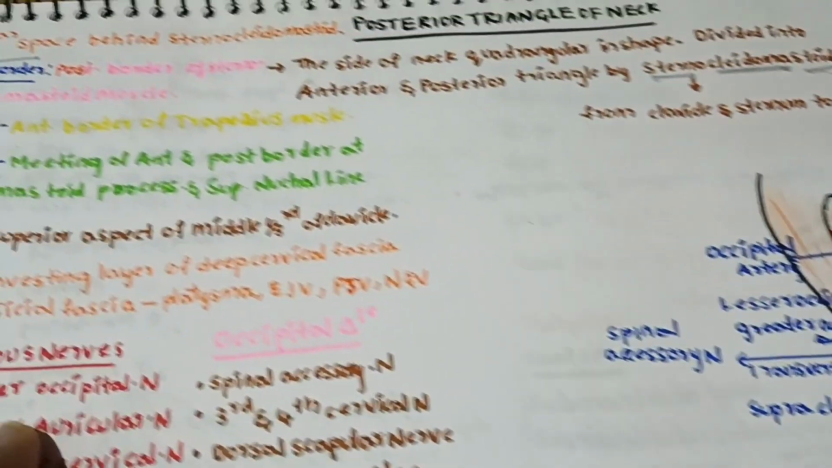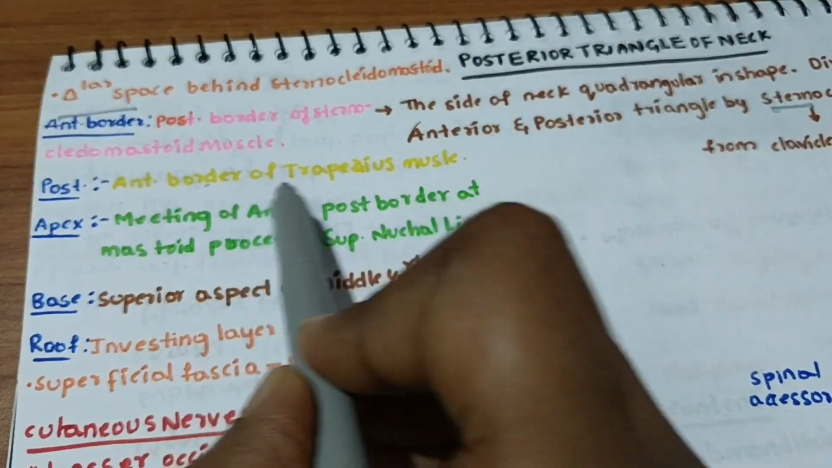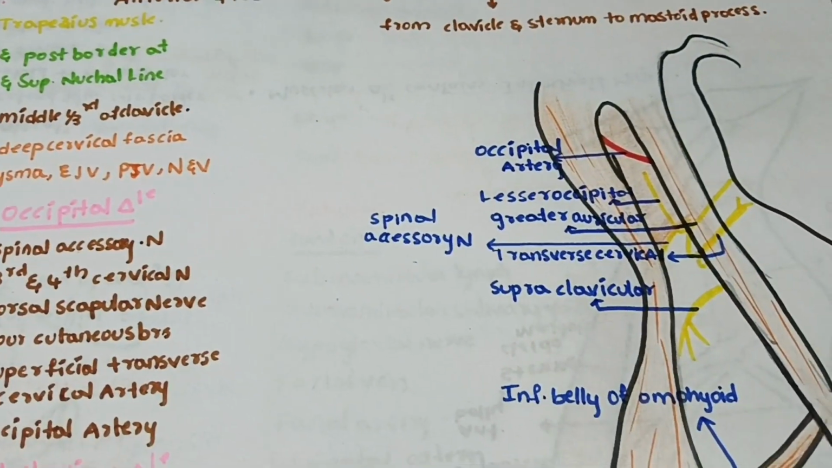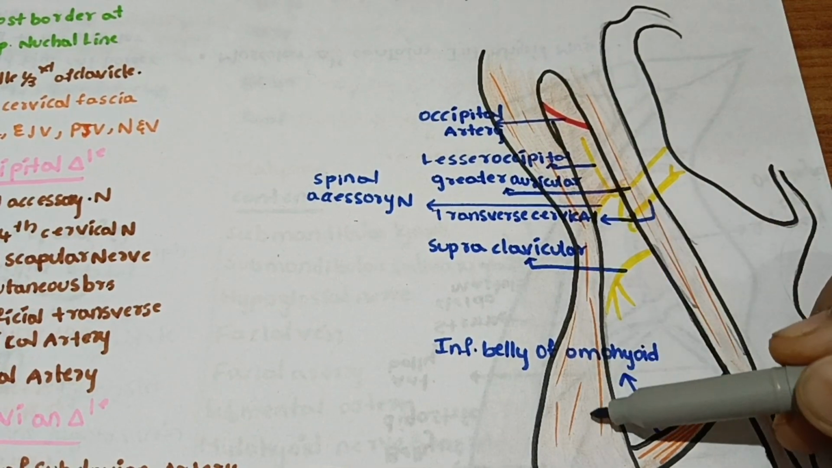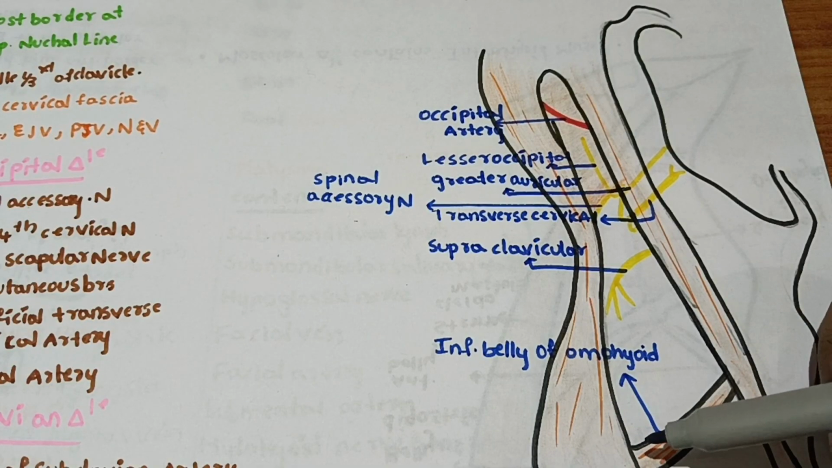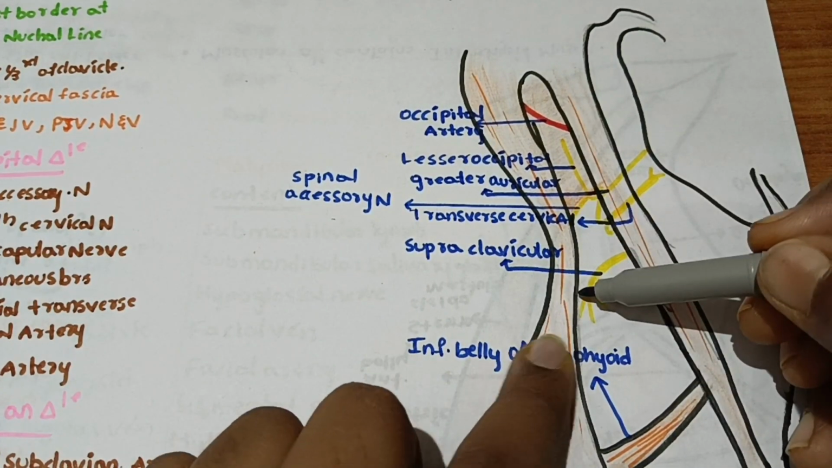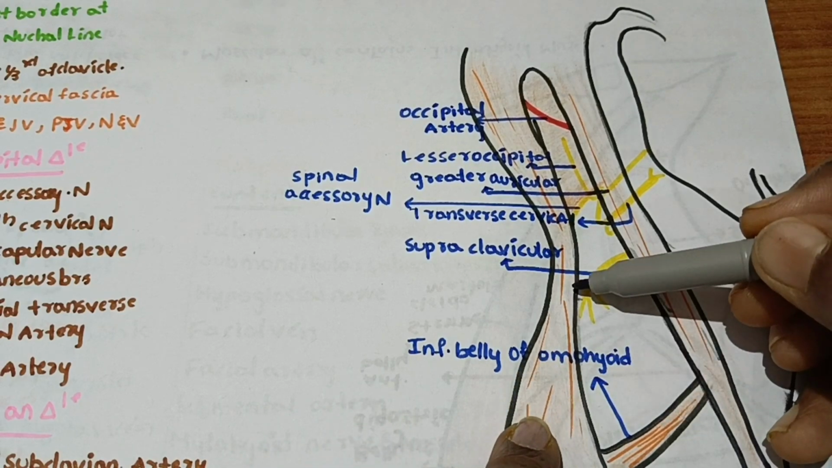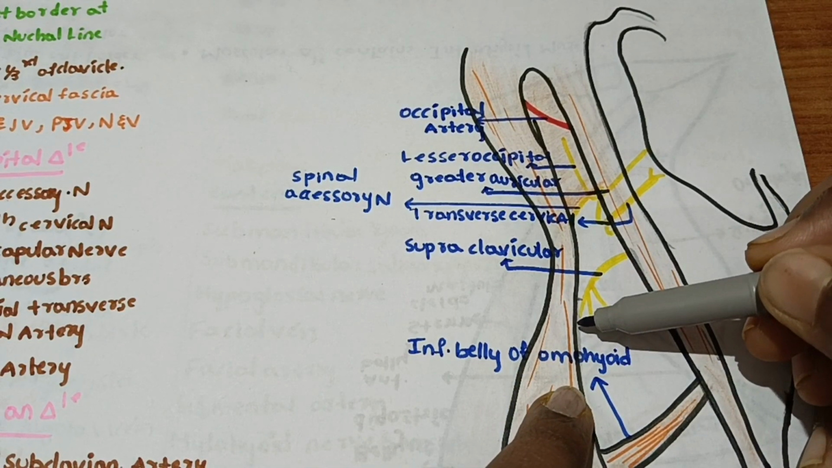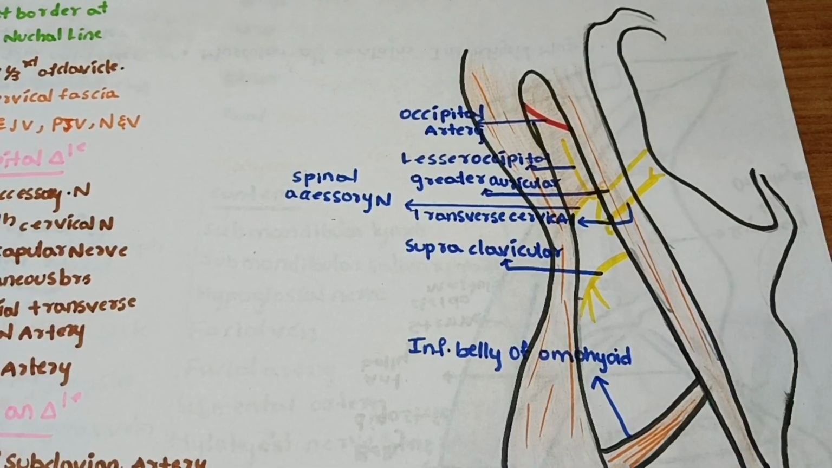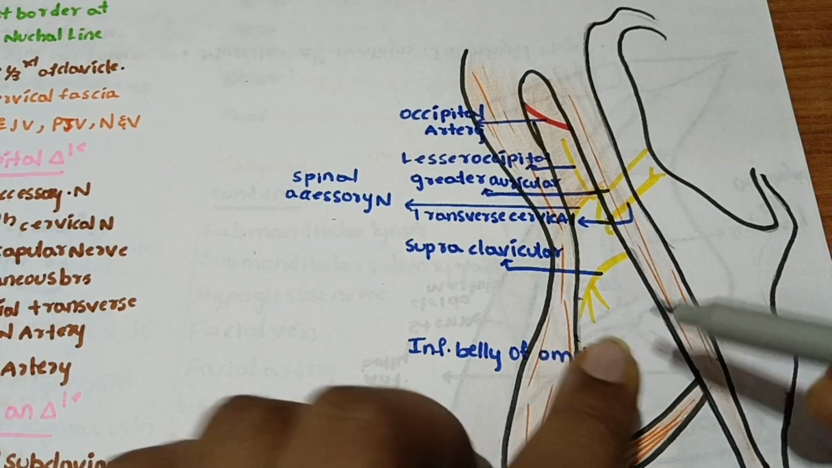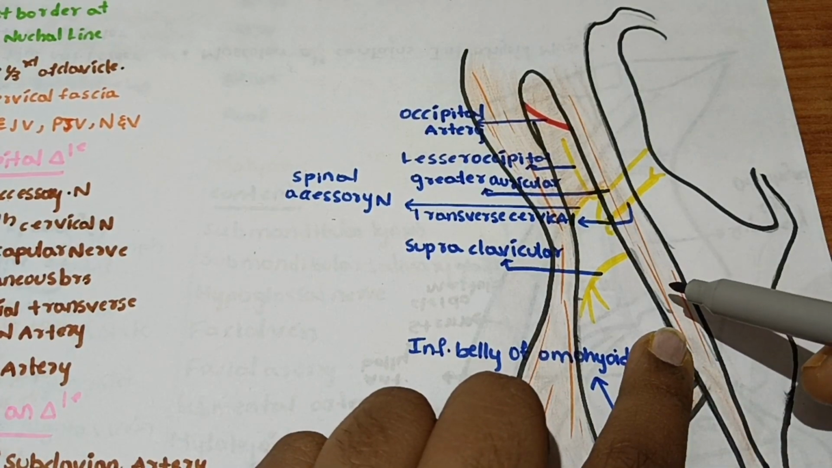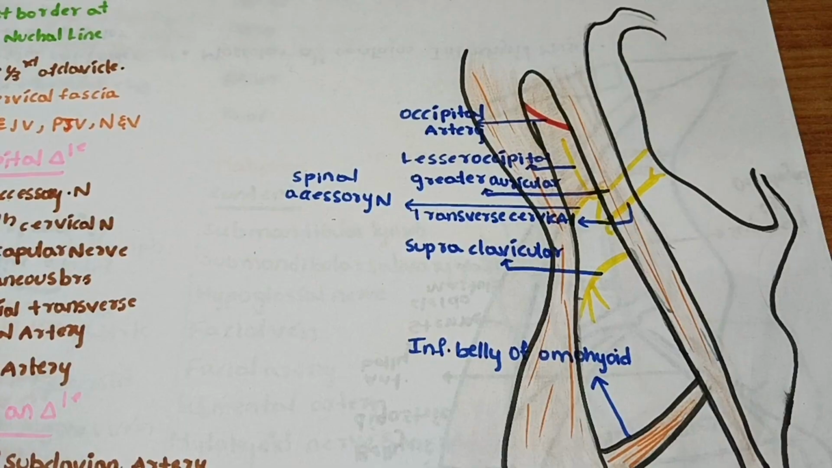And the posterior border is formed by the anterior border of the trapezius muscle. As I said, the posterior border is extending from the anterior border of the trapezius muscle, right? So this is the trapezius muscle that extends from the back of the neck to the back of the body. This is the anterior border of the trapezius. So the anterior border of the trapezius forms the posterior border of the posterior triangle of the neck, whereas the posterior border of the sternocleidomastoid forms the anterior border of the posterior triangle, right?